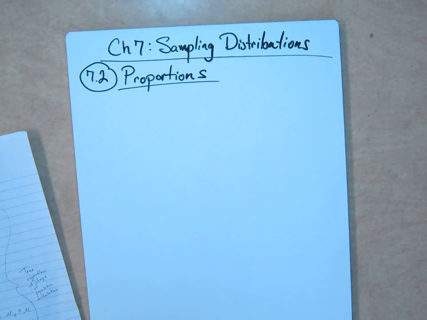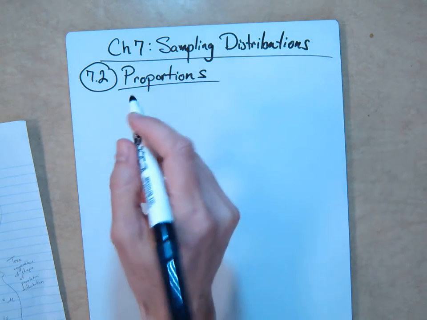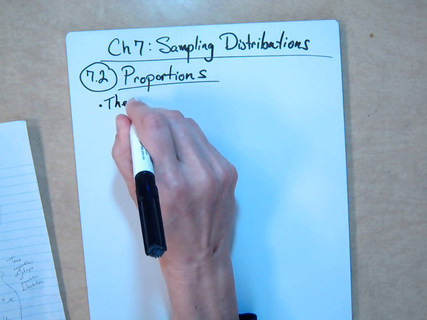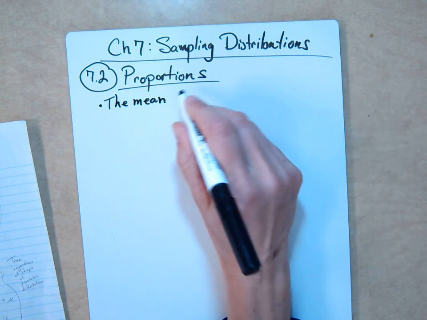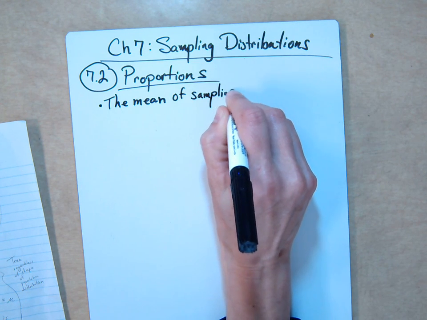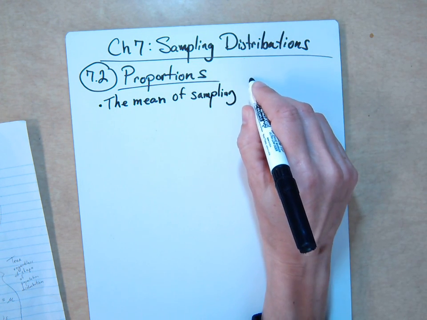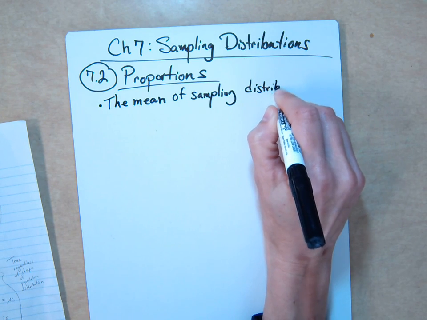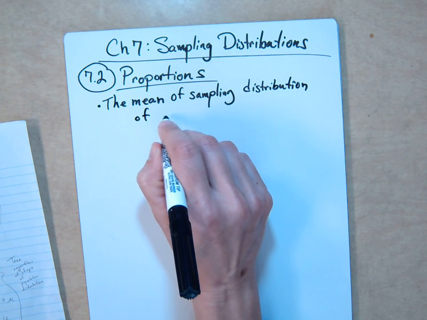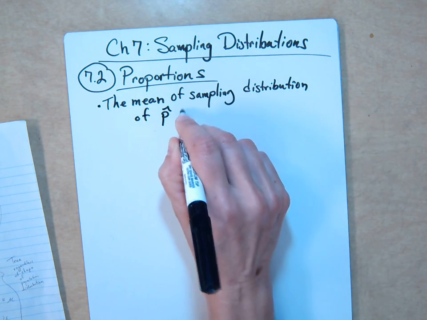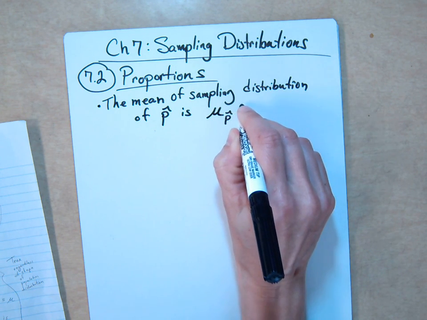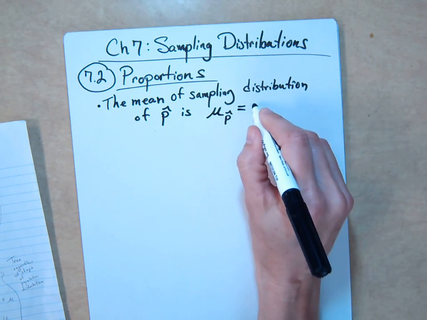So here are all the formulas for chapter 7 and the conditions. So in 7.2 proportions, we know the mean of the sampling distribution. For proportions, the mean of the sampling distribution of p hats, if you keep taking many samples of p hat, and the notation is mean of p hat equals the true population proportion p.